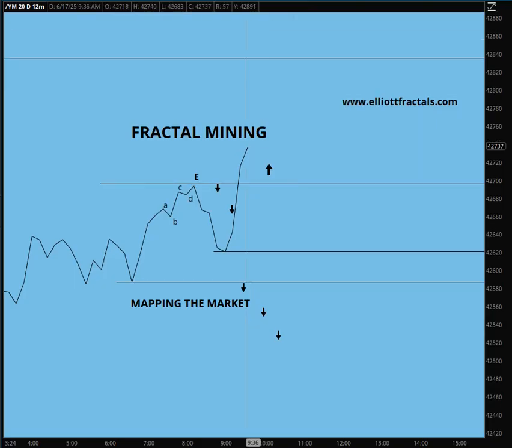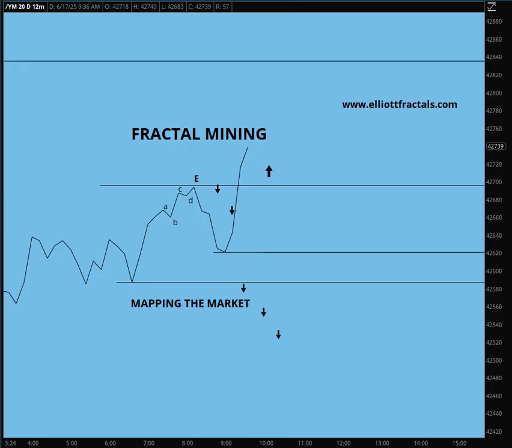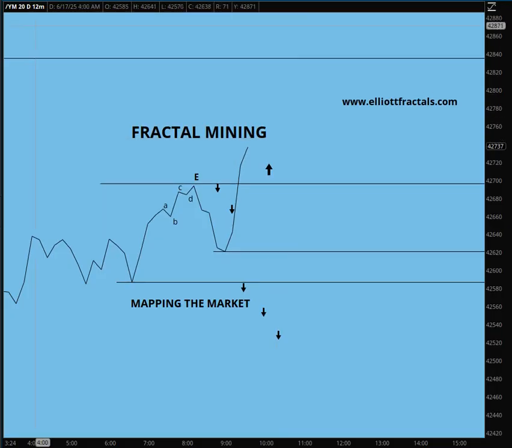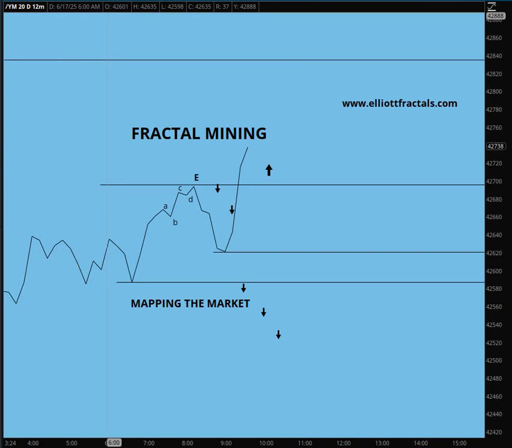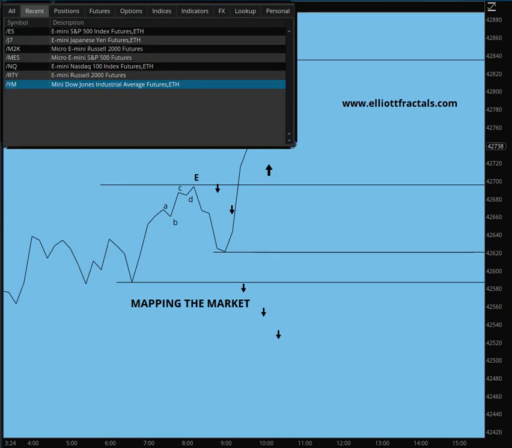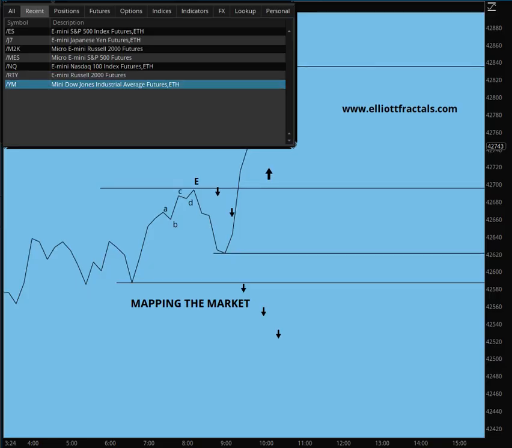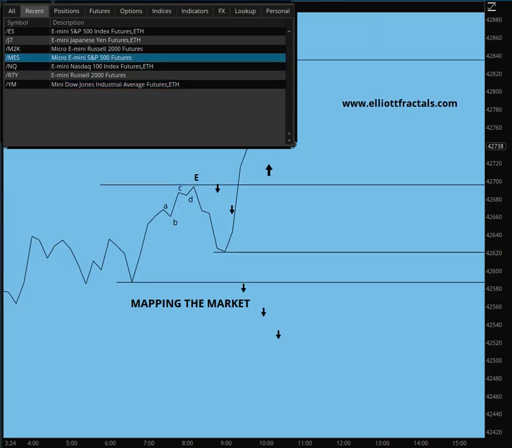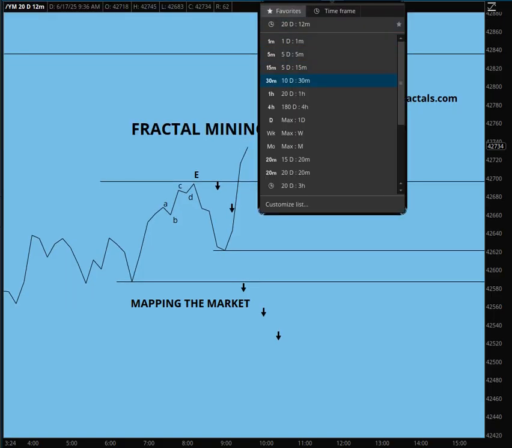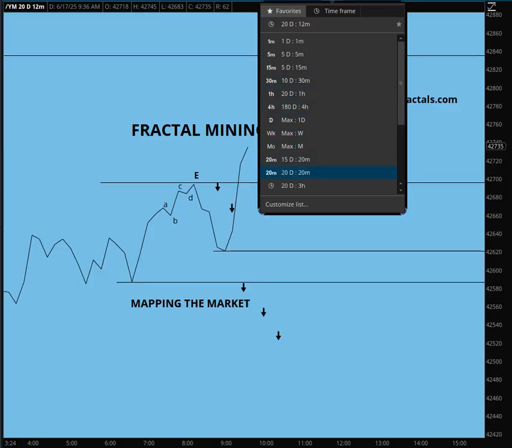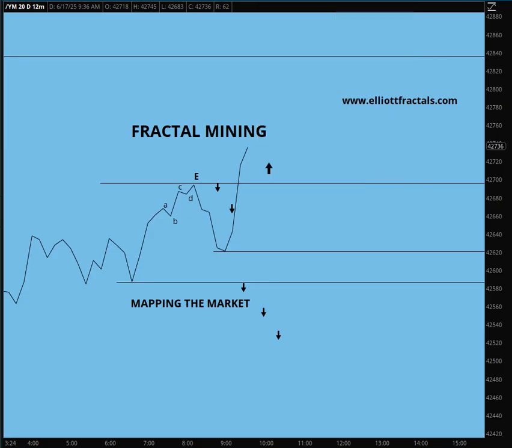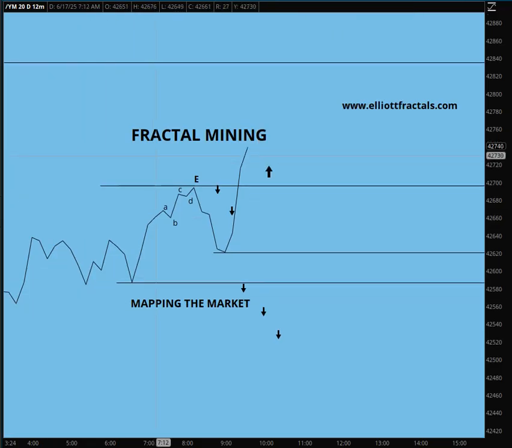The Dow is down 125 points here. We're looking at the mini Dow Jones right here. So step number 1, you find your market. Step number 2, you manage the growth or decline of that fractal on a time frame. Look how pretty and organized that is.